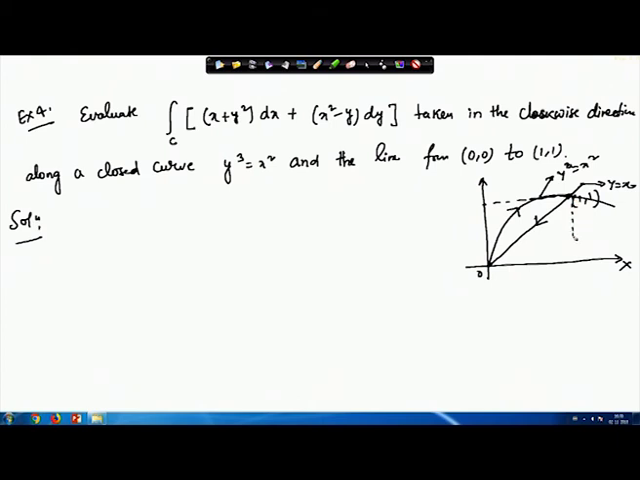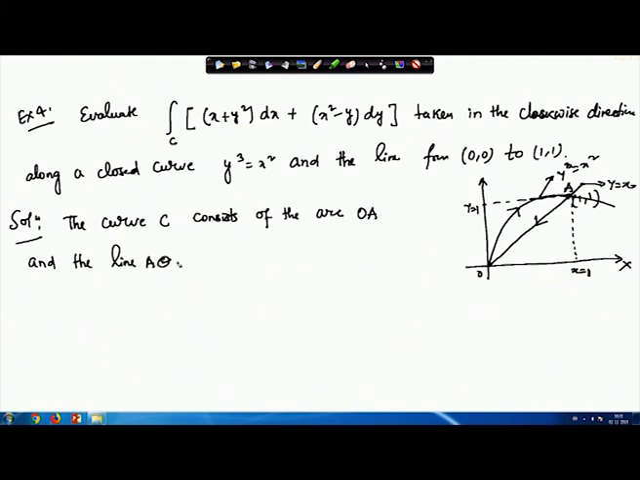And this is our closed curve. So the curve C consists of the arc OA, let us call this point A, and the line AO. So now that we have our curve, this is our curve C.